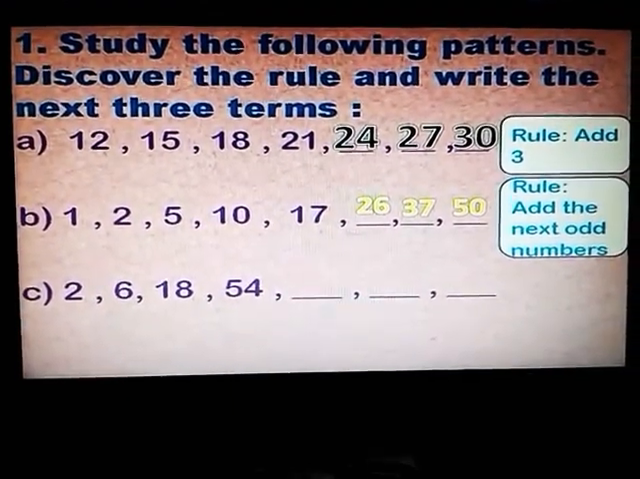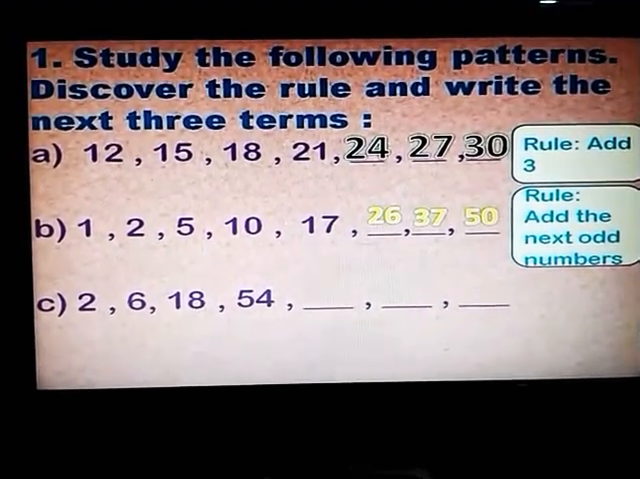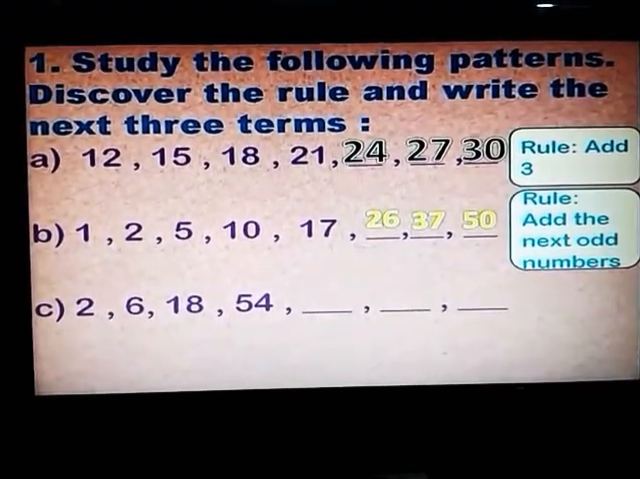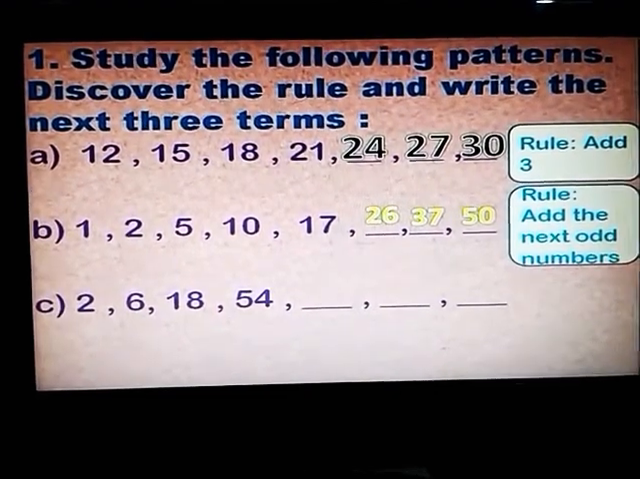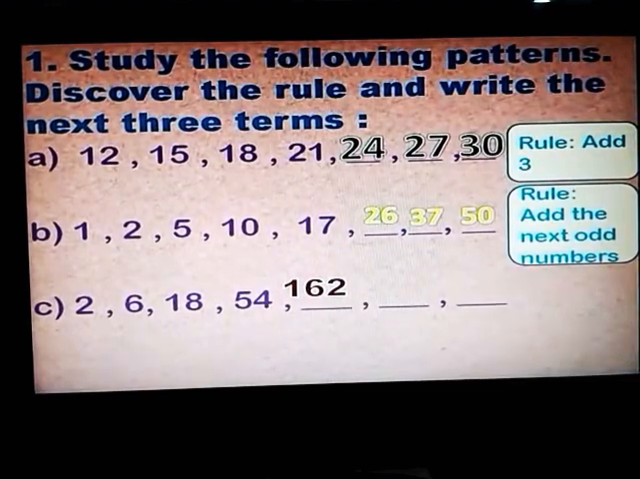Then C number, C is 2, 6, 18 and 54. So 2 and 6. So 2 times 3 is 6, 6 times 3 is 18, 18 times 3 is 54. Then 54 multiplied by 3 equal to 162.